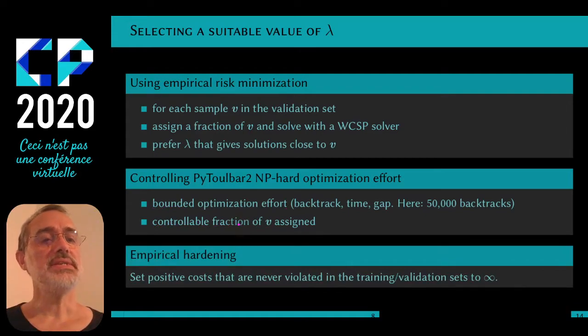At the end of this, you have your cost function network, and you can go through an extra optional step, which we call empirical hardening. Essentially, you will look at all the positive costs you have learned. You will check if they have never been violated in the training and validation set. And if this training and validation set is sure, reliable, then you can set the cost to infinity.